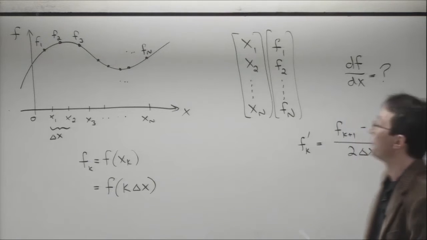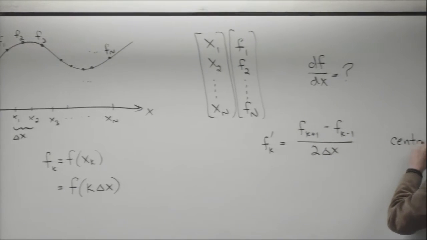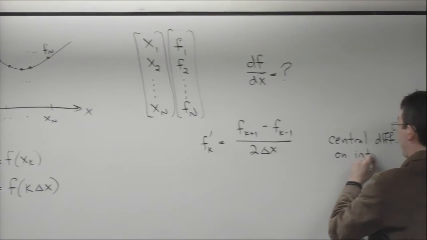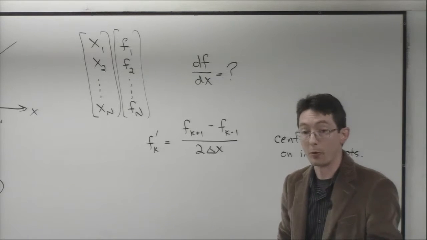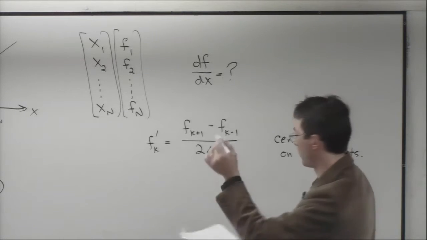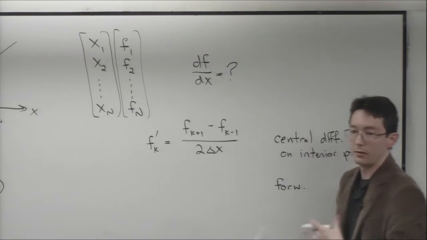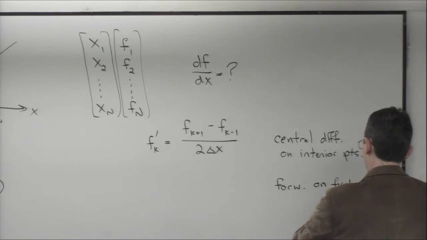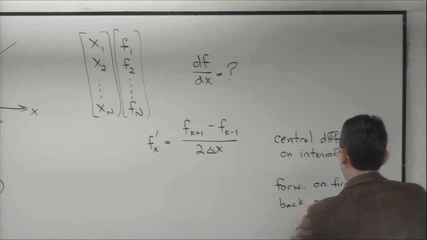So I can do central difference on the interior points, and I have to do forward and backward on the endpoints. So which one do I do on which? I do forward on the leftmost point, on the first point, and I do backward on the last point.